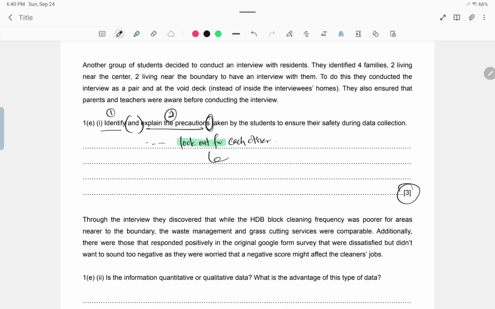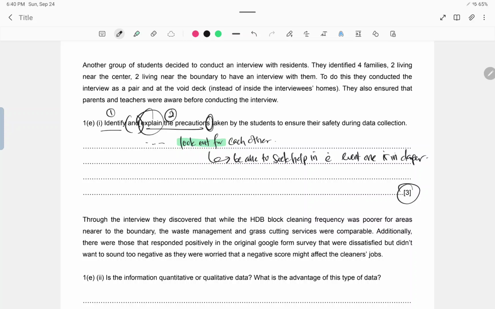So in this case, what I'm expecting to see is to be able to seek help in the event one is in danger. Right? So when one is in danger, the other one can go ask for help. That's basically it. Yeah, I know it's quite dull. You say "look out for" what? So yeah, it doesn't change the fact that you need to unpack. If you don't explain it, how am I going to give you the mark?